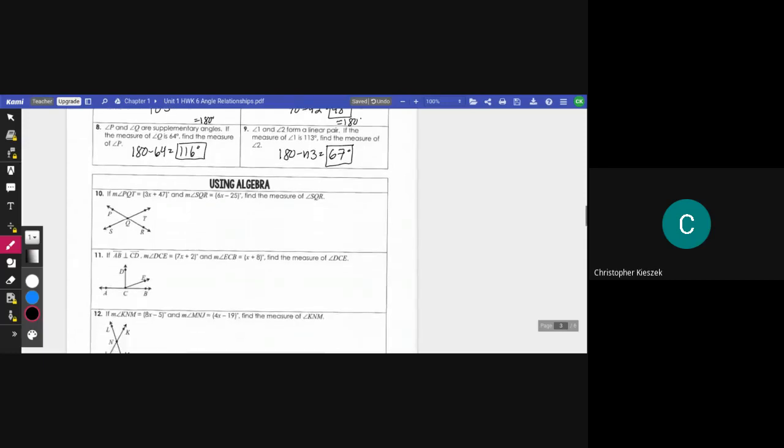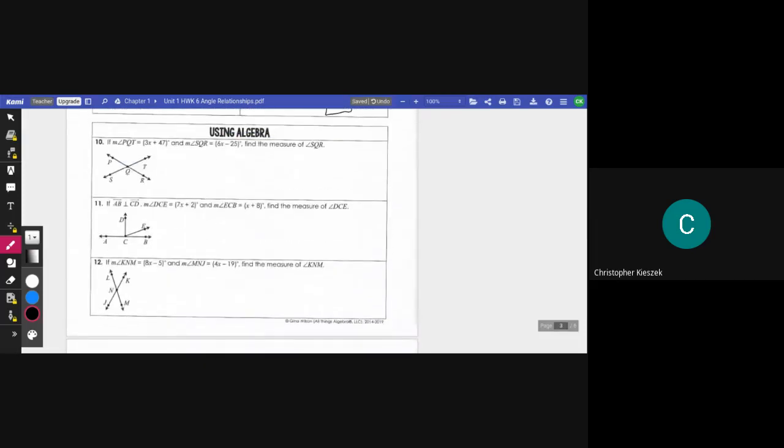Okay. So that's when given numbers here. So let's look at what happens if you're given some algebra instead. And we'll do a couple of these here. All right. So here, number 10, it says if the measure of angle PQT is 3x plus 47 and SQR is 6x minus 25. So I'm going to label that 3x plus 47, 6x minus 25.